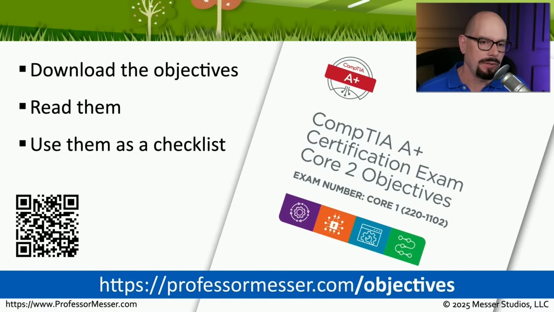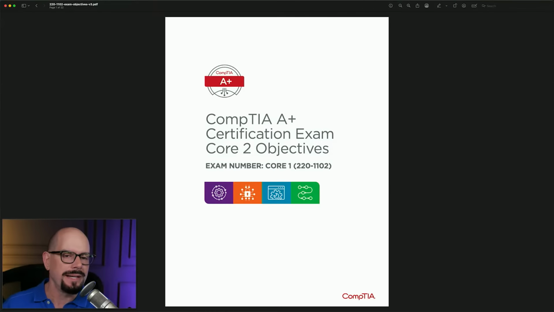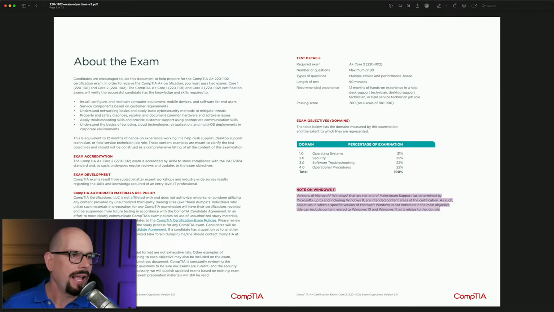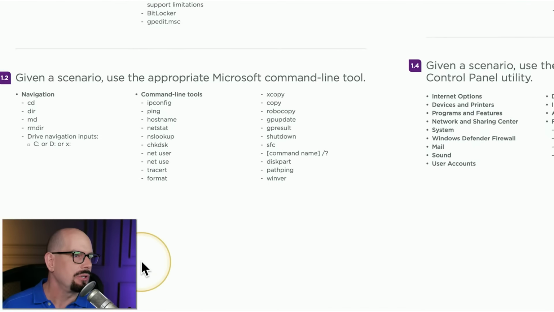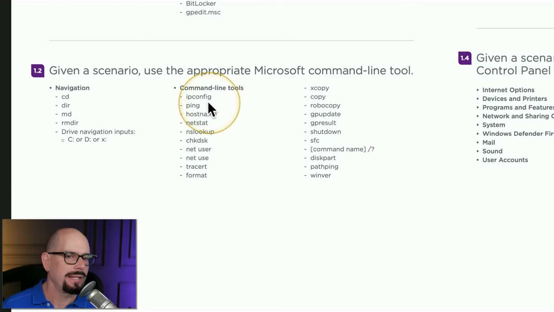So, for example, I'll bring up a copy of the exam objectives that I have here. Which one is this for? The 1102. There it is. So here's my set of objectives. And just to give you an idea, I'm going to go to this section down here. Given a scenario, use the appropriate Microsoft command line tool.